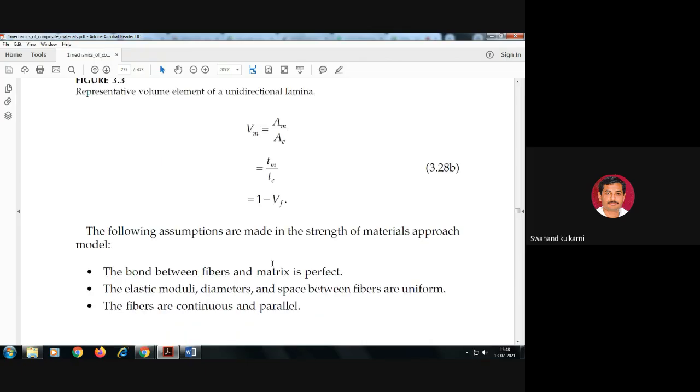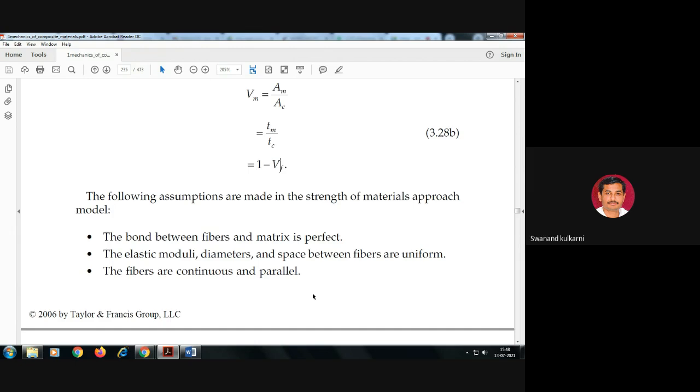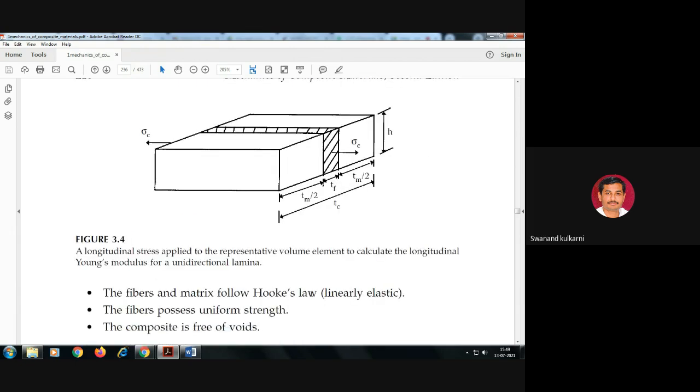Now for this strength of material approach, what are the assumptions? The first assumption is that the bond between fiber and matrix is perfect. Elastic modulus, diameter and space between fibers are uniform. Fibers are continuous and parallel. So once again, we should elaborate all these things here.